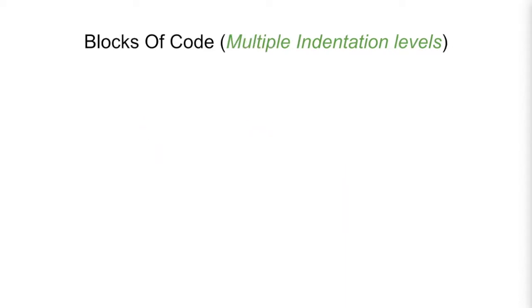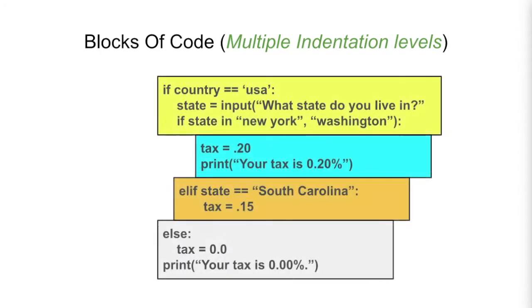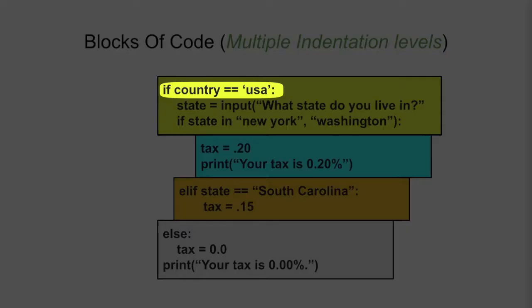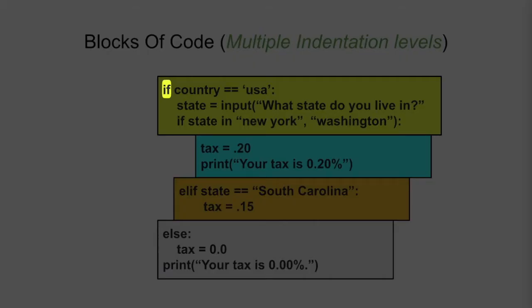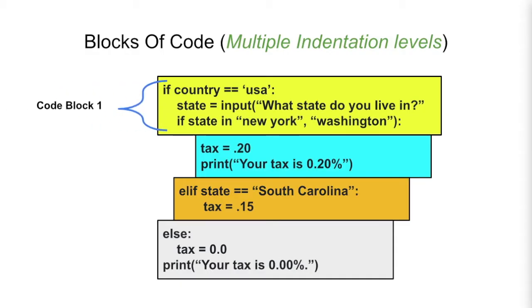So let's discuss code blocks with multiple indentations. What we have on the screen is a snippet of code from a tax software program. In this example, we're going to break down each section of the code, and hopefully it will help you understand how the overall concept of code blocks and multiple indentation levels work in Python. So the first block of code in yellow starts with if country is equal to USA. As you'll notice, it starts out with a compound statement if and ends with a colon. It's then followed by an indentation of 2 lines of code. So code block 1 is a 2-line block of code.